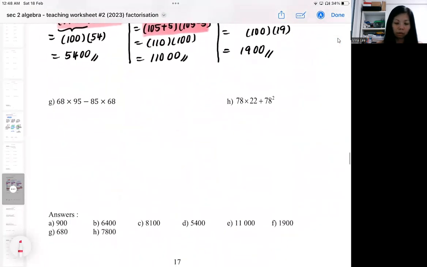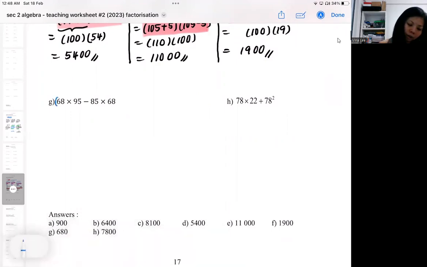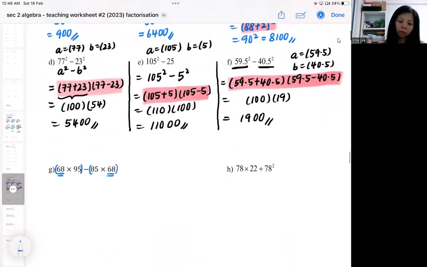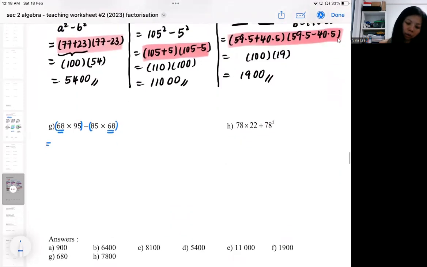Okay, so we've got some more to try. G and H, it gets a bit more difficult. Okay, so again, don't forget this one is factorization. So where is the complex part? Okay, so first of all, G, you will see two brackets. And out of the two brackets, 68 looks like the common factor. So I'm not applying the rules here, do you realize? But taking out the common factor is also factorization. So once you take out the common factor, you will have this.